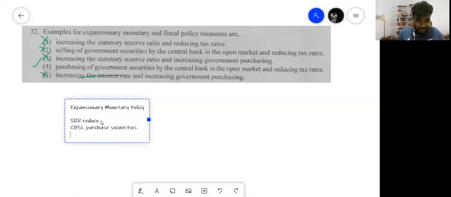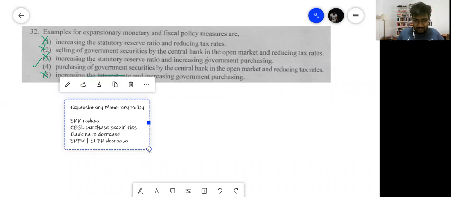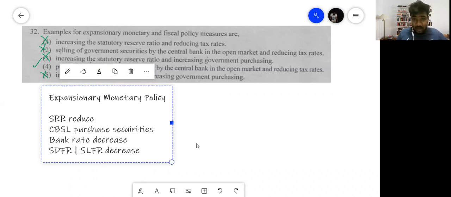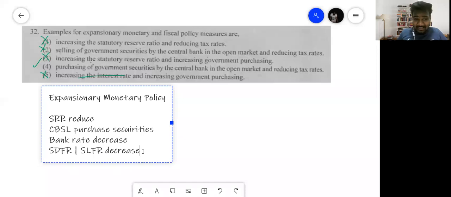In addition to that, you can talk about the bank rate. What should happen to the bank rate? The bank rate has to reduce, has to decrease, because any interest rate has to reduce, right? The standing deposit facility rate and the standing lending facility rate have to decrease again, guys. This is what they're doing currently. The government wants the economy to come back, so they want to make the economy boom. That is why all the interest rates are very low: standing deposits, standing lending, SRR.